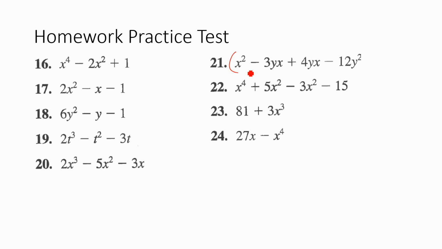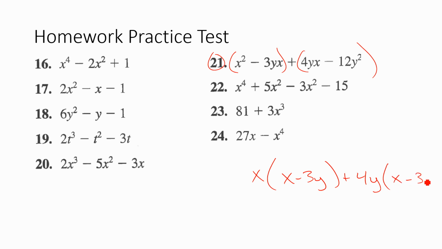Number 21, let's factor by grouping. We can pull an x out, and we're left with x minus 3y. And on these two, we can pull a 4 out, and we can pull a y out, and we're left with x minus 3y. So our final answer is x plus 4y, x minus 3y.